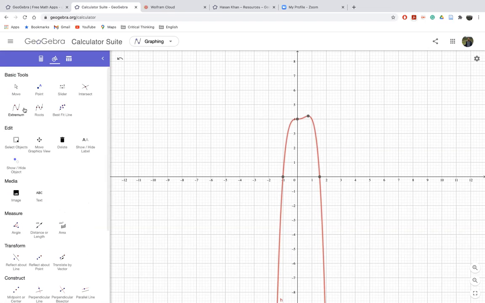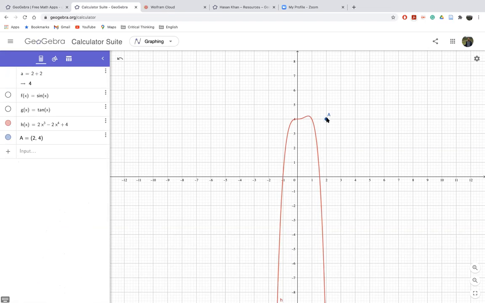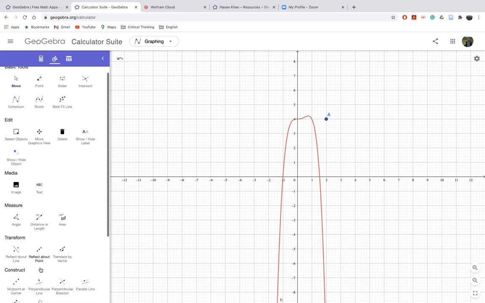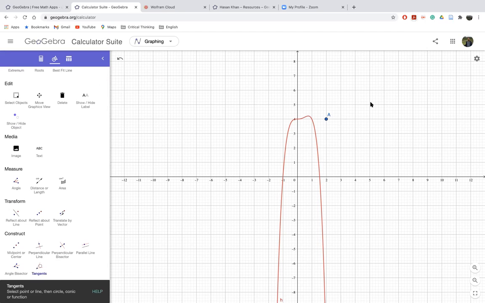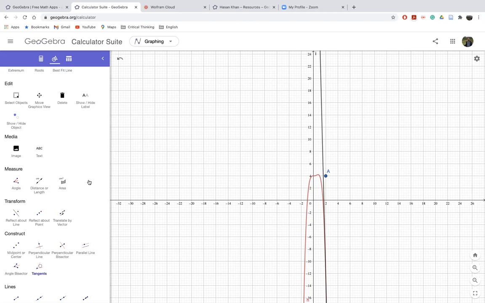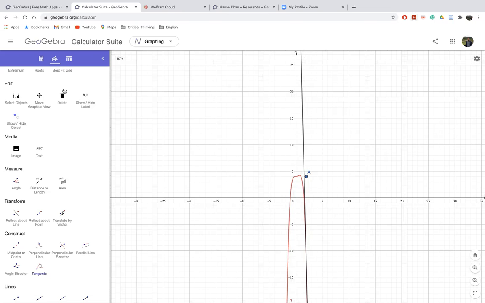I need to make a point first. So if you go here, we can also make points on GeoGebra, and then you should be able to find the tangent. So you see, it gives you the tangent at the point on the curve. We will explore them in detail when we do the derivative and so on.